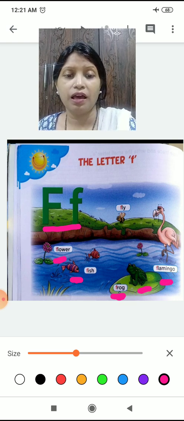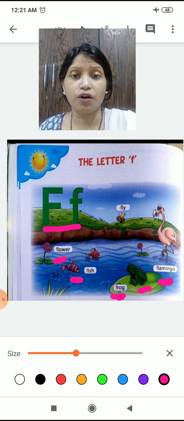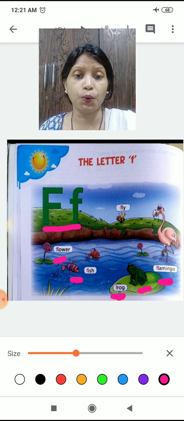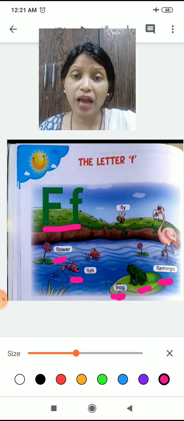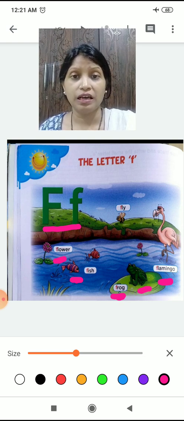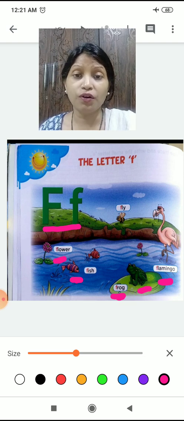F is for flamingo. It's a bird, children. Flamingo is a bird. F is for flamingo. You can see this bird mostly near water bodies like ponds and rivers. You can see this bird over there.